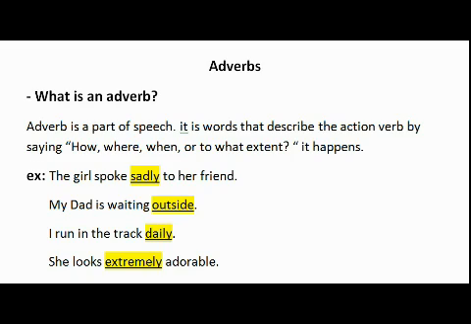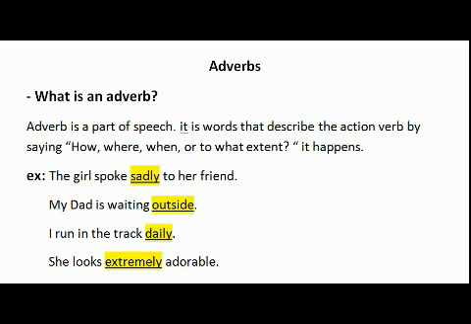I run in the track daily. So daily is also an adverb here. It tells me when exactly I run. She looks extremely adorable. So the adverb that we have here is extremely. It describes to us how and to which extent, to which limit this girl looks adorable.